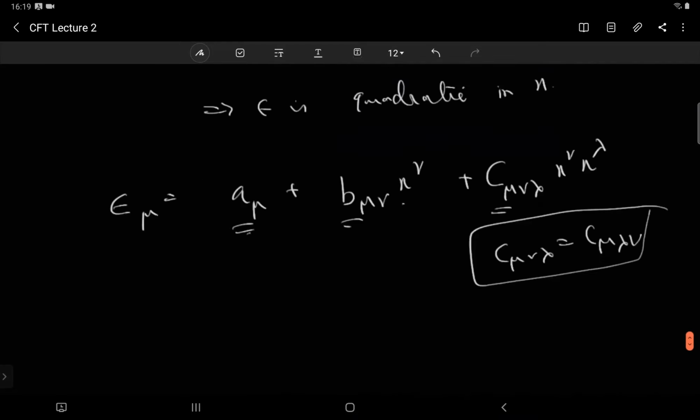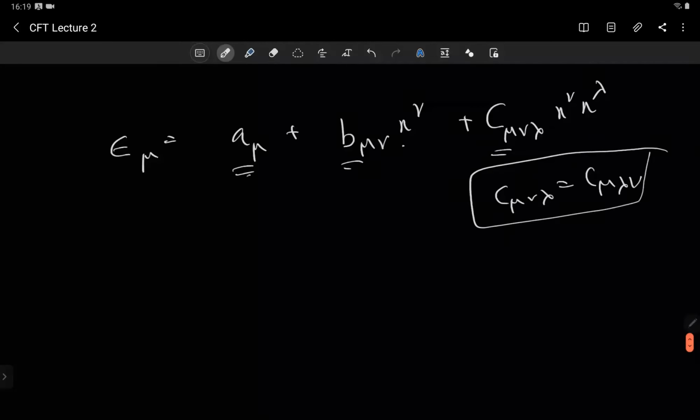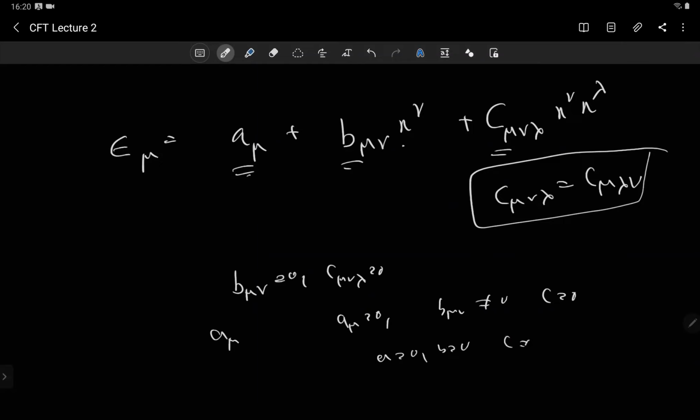But for that purpose, we can choose these separately. For instance, we can independently put B mu nu to 0, C mu nu lambda to 0, and only work with A mu. And then we can put A mu to 0, B mu nu to non-zero, and C to 0. Or you can put A to 0, B to 0, and C not 0. And then we can check separately what the constraints are. Why is this allowed? Because they have different orders in x. Since there are different orders in x, and the Killing vector equation is a linear equation, the orders will not get mixed. That is why you can do it individually for A, B, and C.